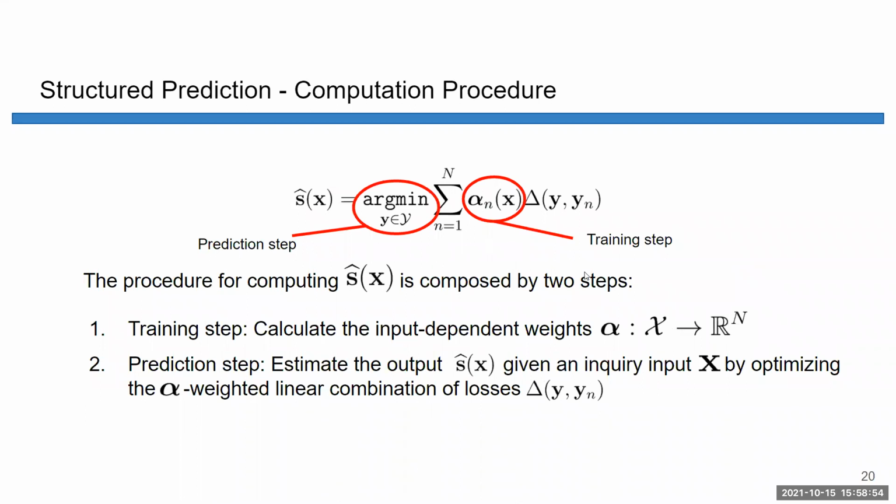To summarize, here is the computation procedure for structured prediction. The first step is the training step, where we calculate the input-dependent weights alpha. And the second step is the prediction step, where we estimate the output S hat given an inquiry input. So we will solve this argmin problem. By solving this optimization, we are able to find the predicted value given an inquiry input X.